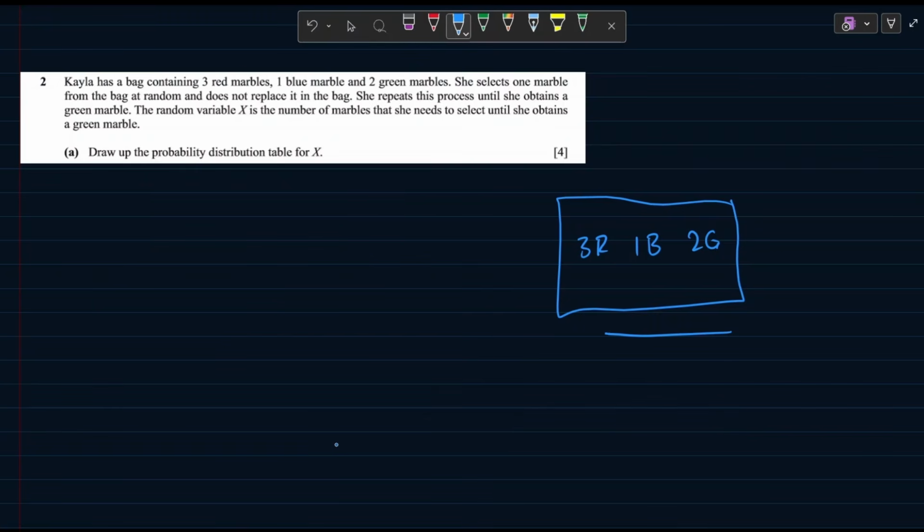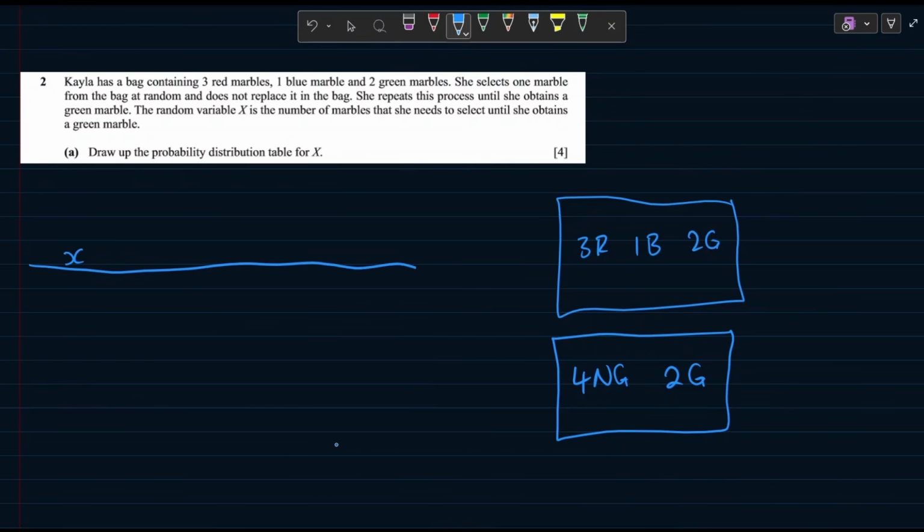So in fact, I'm just going to change our bag here to show that we've got 2 greens and 4 that are not green. So 4 not green, because really we don't care what color they are if they're not green. So we need to draw a probability distribution table. So we're going to have x and then probability that X is x. So x is the number of marbles that she needs to select until she obtains a green marble. So for her to obtain a green marble, she has to at least select 1 marble. So the smallest value of x we can have is 1.